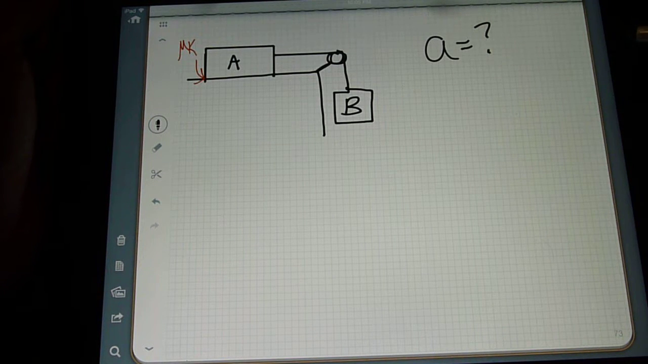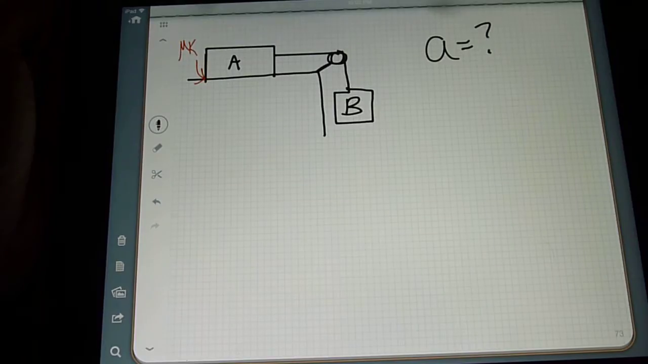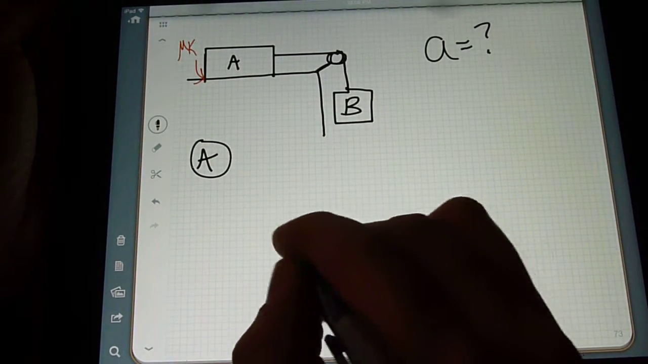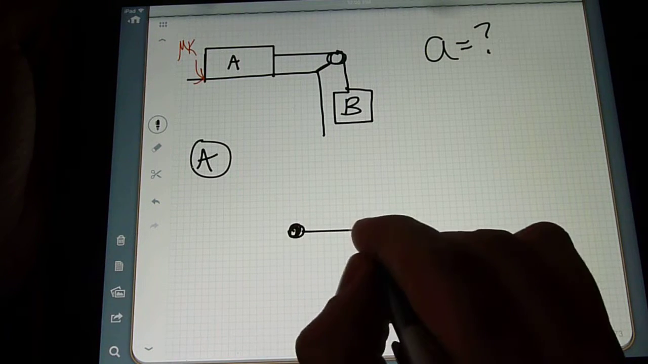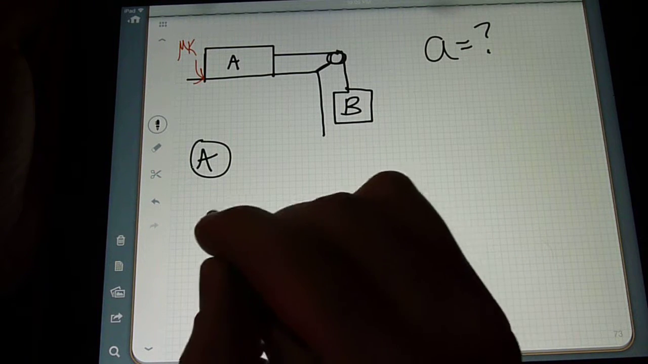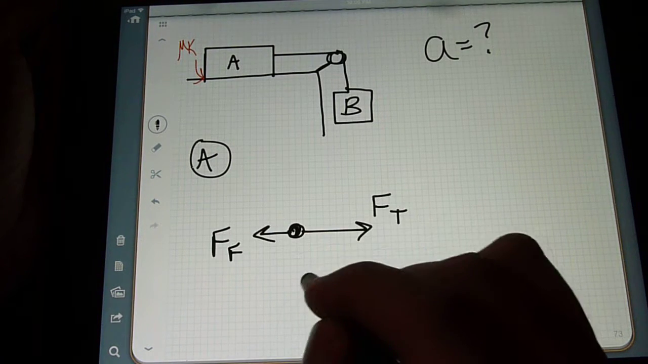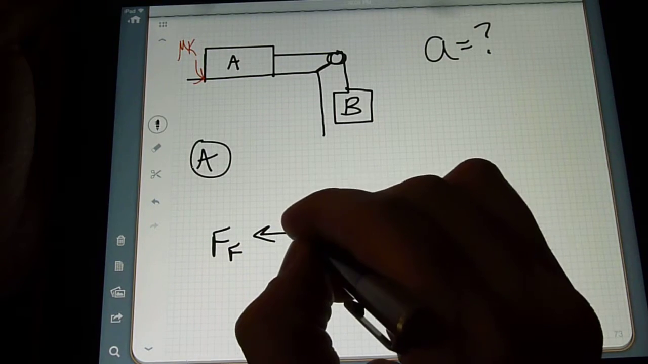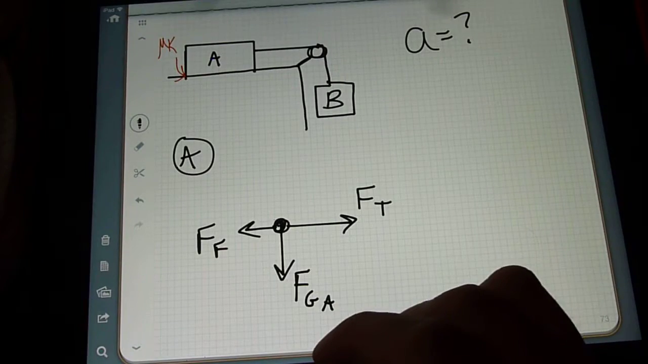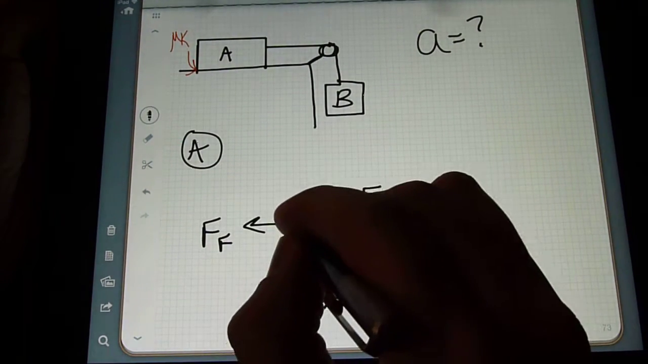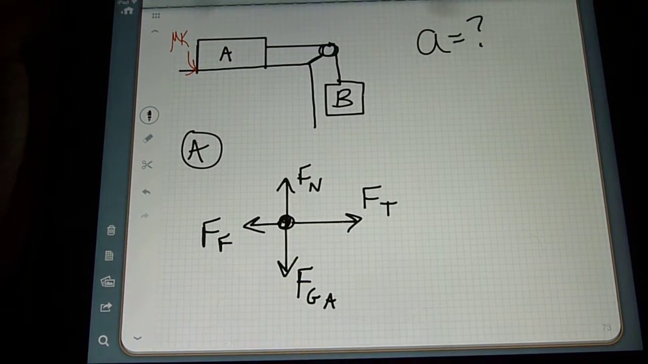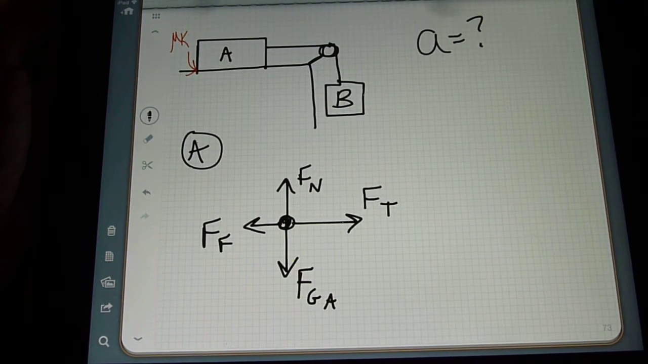We'll start by drawing a free body diagram for block A. So let's do that right over here. We have block A, and for block A, we've got a tension force off to the side. We'll label that Ft. We've got this friction force, F of F, off to the left. We've got our weight down, I'm going to specify it Fg sub A. And we've got our normal force up, Fn.